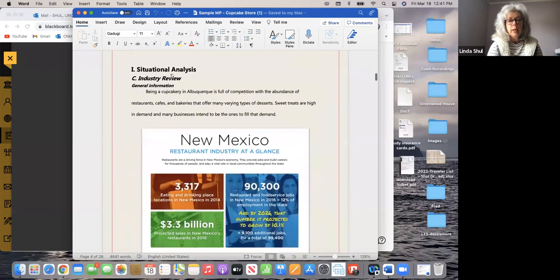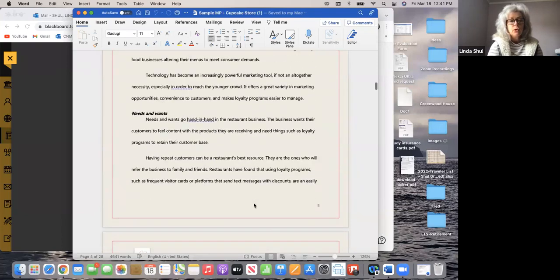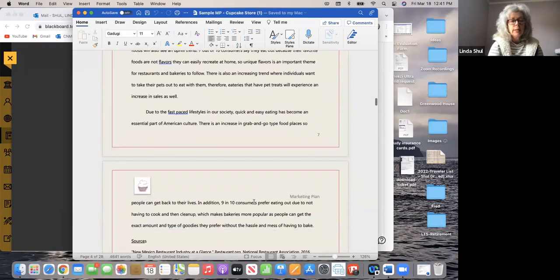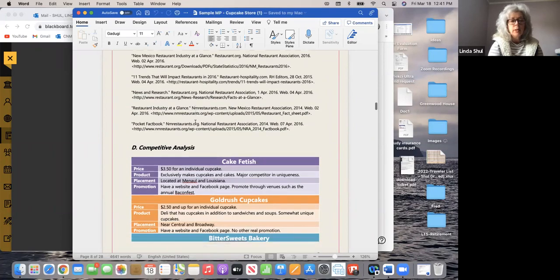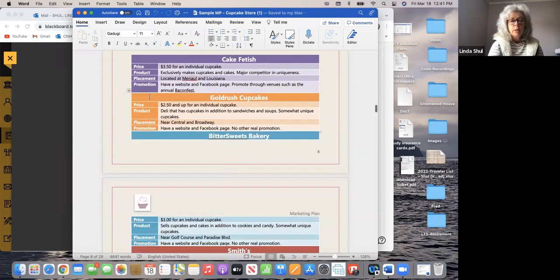The situation analysis, they started with the industry review, and they popped in a graphic here, which I really like. So trends, life cycle, sales, and then your citations were right after it. And these are proper citations. The competitive analysis, this looks very nice. Product, place, price, promotion for each of the competitors.